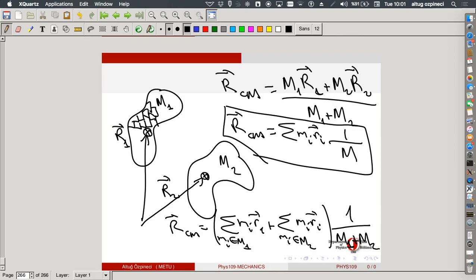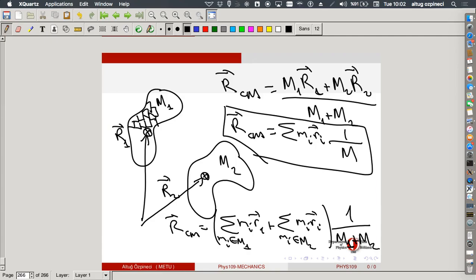So here I have, let's say, infinitely many terms. I just divide those infinitely many terms into two parts. One of them just contains the masses in the first mass. The second one contains the masses in the second mass. Well, we are almost done.